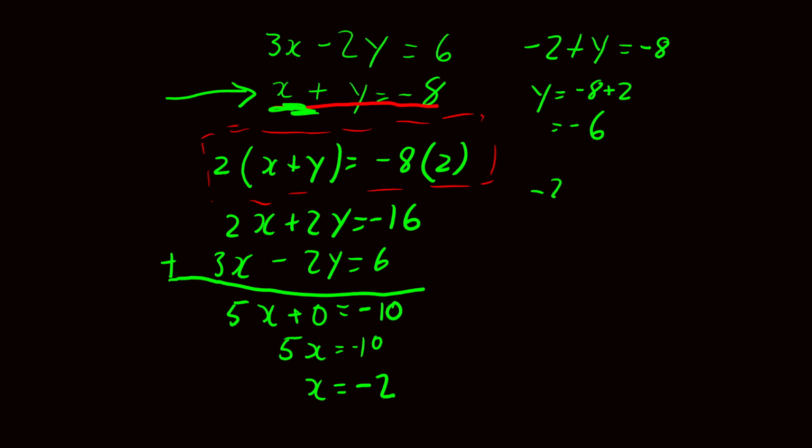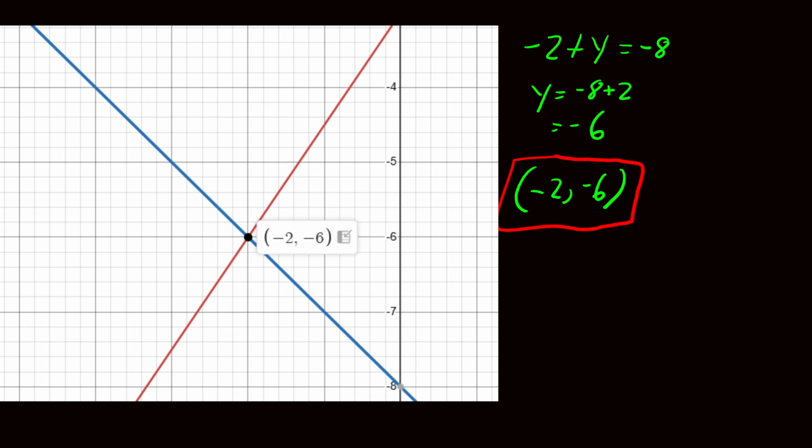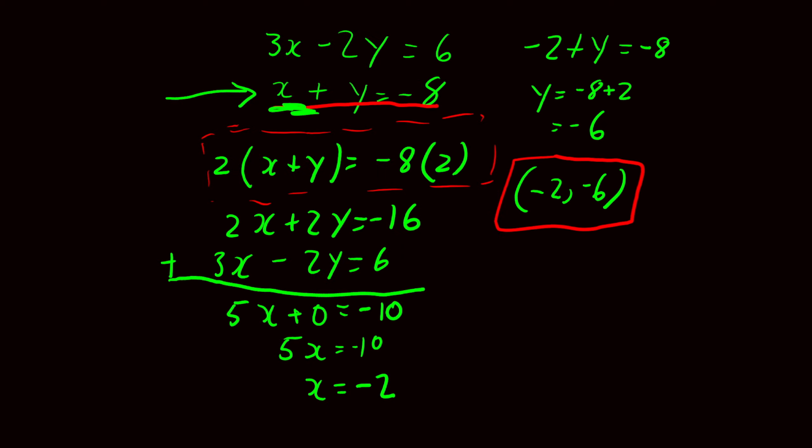Now we get negative 2, negative 6. That's our answer. To check, we can always plug it into Desmos. Pop that graph up right now. And then we're done. Another type of question you're going to see is when an equation has no solution.